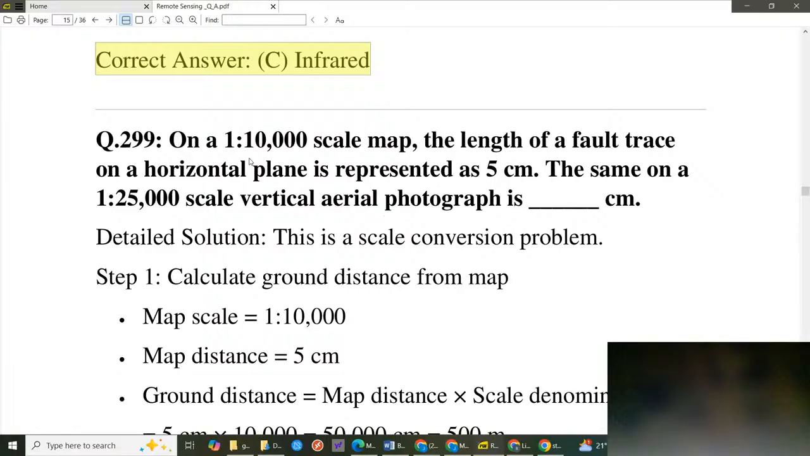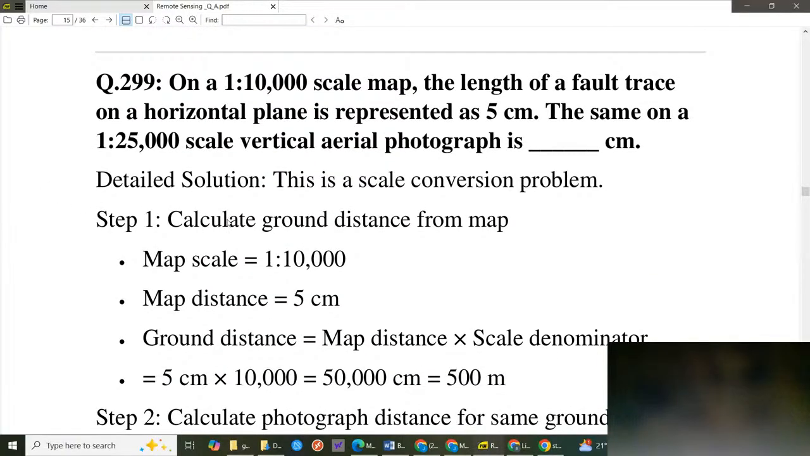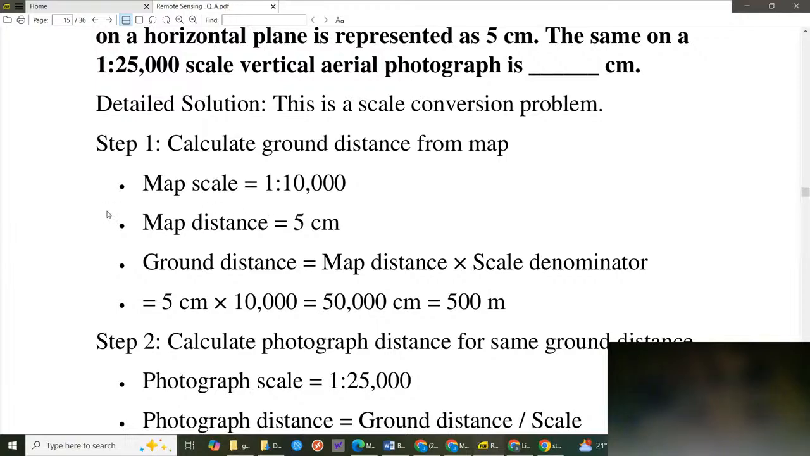Next question: on a 1 to 10,000 scale map, the length of a fault trace on a horizontal plane is represented as 5 centimeters. The same on a 1 to 25,000 scale vertical aerial photograph is? Detailed solution: this is a scale conversion problem. Step 1: calculate ground distance from the map. Map scale is 1 to 10,000, map distance is 5 cm. Ground distance is map distance multiplied by the scale denominator. So 5 centimeters multiplied by 10,000 is 50,000 centimeters, that is 500 meters.